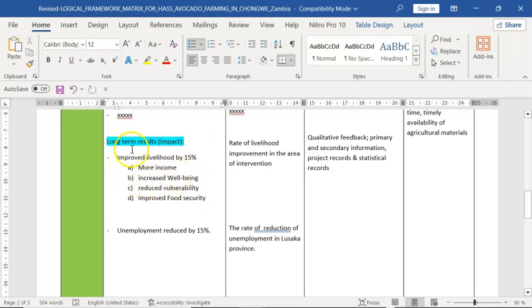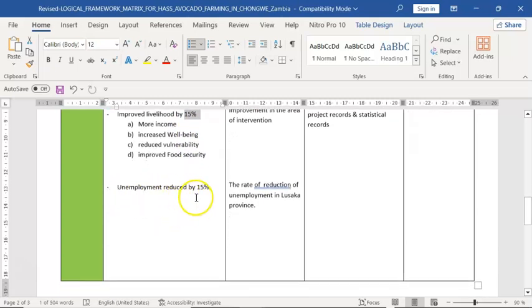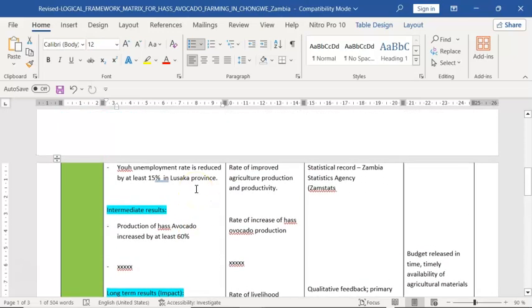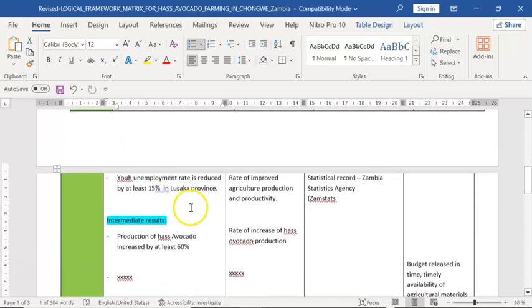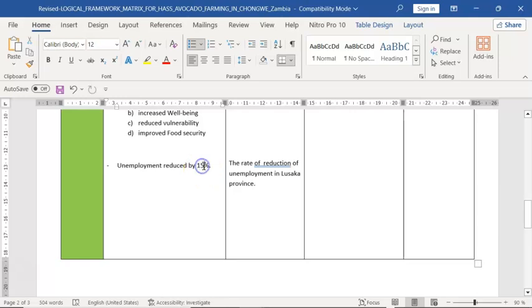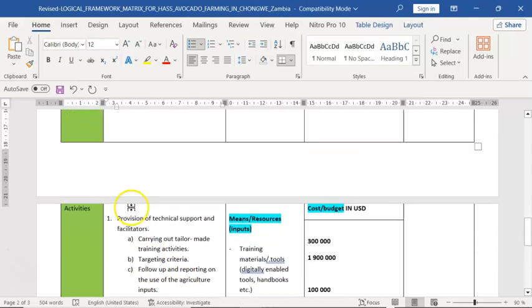You understand? So all this comes then to improve the livelihood of the population in the area of intervention, and the unemployment rate is reduced. It keeps on reducing actually. So here it was 15%. I think that should be even a bit further, 20% with time, right?